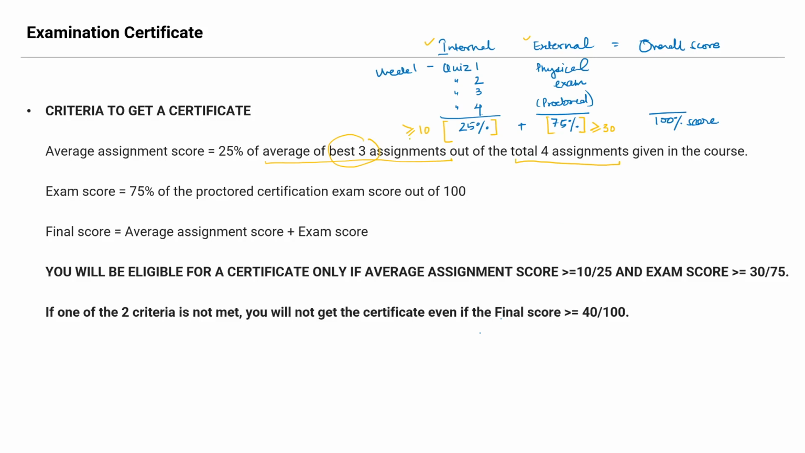So individually, you need to score more than 10 and more than 30 in internal and external, which have a weightage of 25% and 75%, which means that your overall score will automatically be greater than 40. If you're meeting these criteria, you will earn a certificate from the NPTEL team. Okay. If there are any questions up till now, we can address them. If not, we'll proceed further.